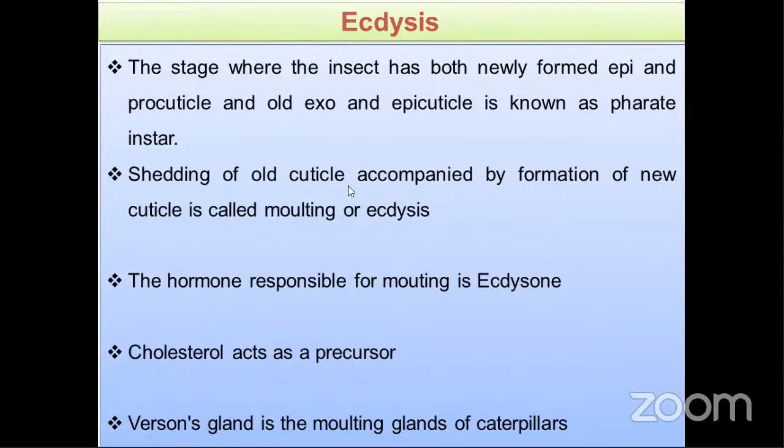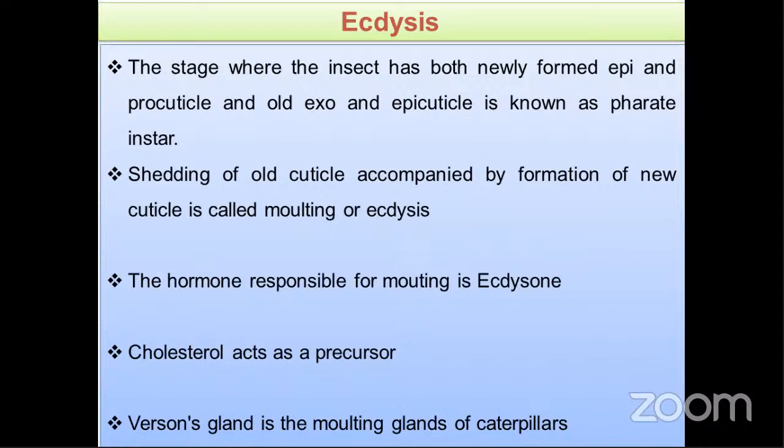Next one, ecdysis. Ecdysis means the stage where the insect has both the newly formed epicuticle and procuticle and the old exocuticle and endocuticle also there. That is called Pharate instar. So the stage where the old one and the new one are both present we call Pharate instar. Then the ecdysial membranes start splitting along the lines of weakness.